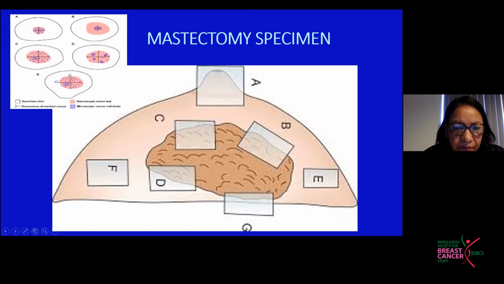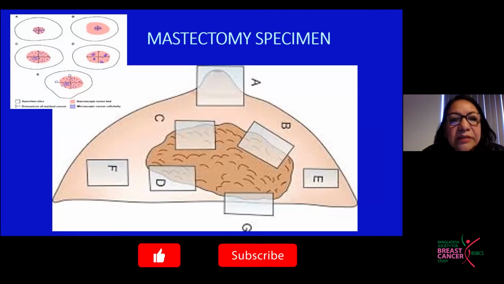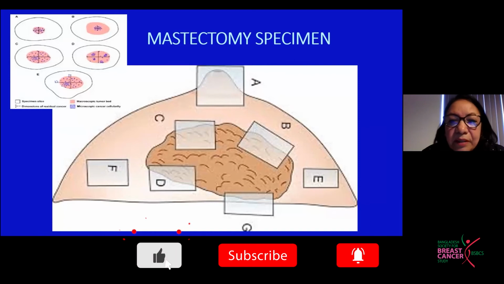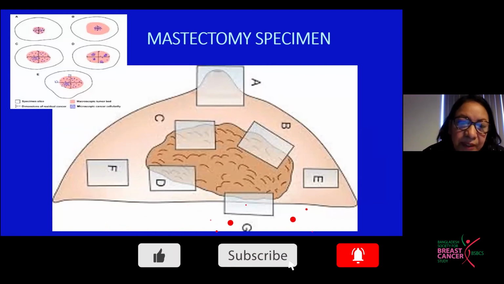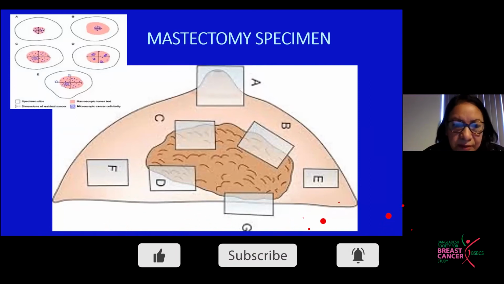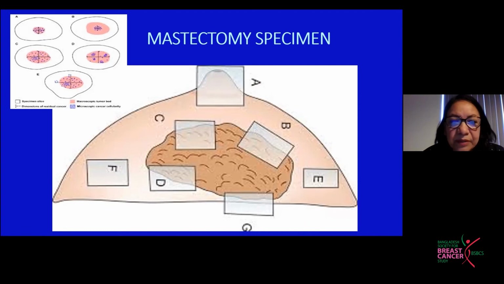Nonetheless, if there is more than one tumor, we have to take sections of the healthy tissue in between the tumors, and then examine it. And it is not so easy to call it a multifocal tumor, because it may be an extension from one tumor to the other. Apparently, it may look like multifocal, but it may not be. It should be histopathologically excluded by taking sections in between the tumors.